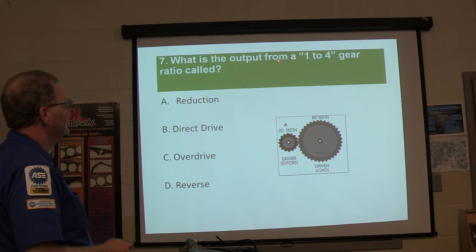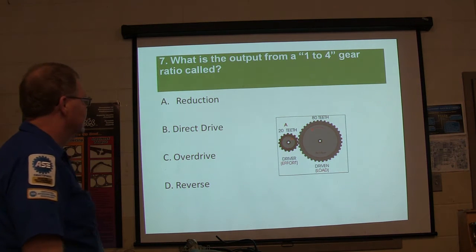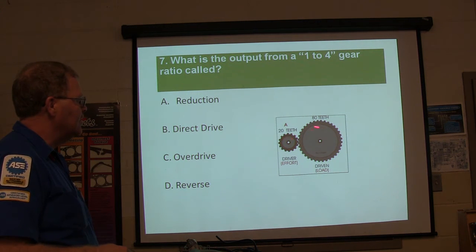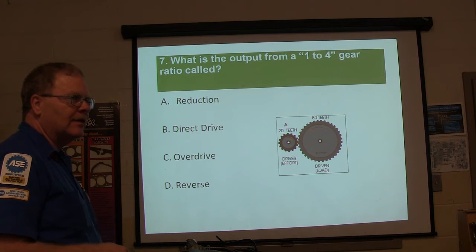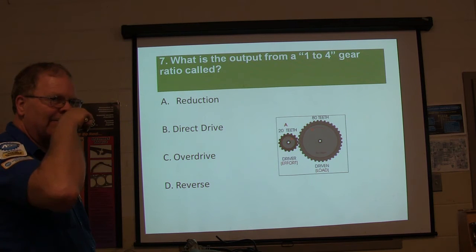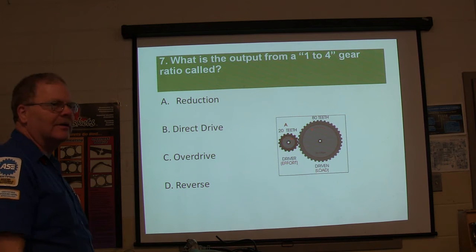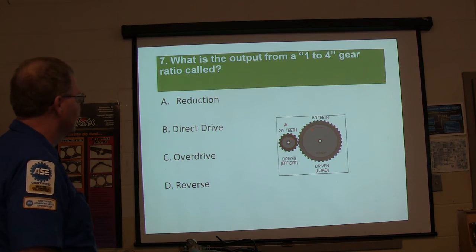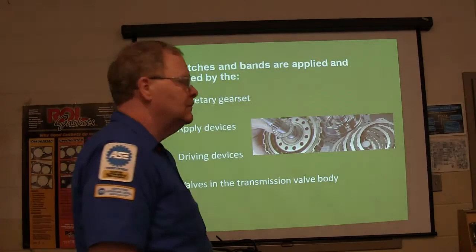What is the output for a 1-to-4 gear ratio called? Be direct drive. One turn here and 4 turns over there, that is not even accurate, is it? I confused you with a picture, didn't I? It's the other way around. Yeah, the gears are backwards. You're supposed to read the words, not just look at the picture. 1-to-4 is overdrive. It's overdrive.